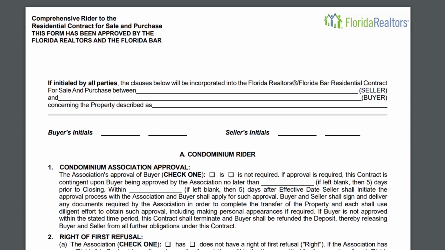So on the condo rider, anytime you are representing a buyer or a seller in the sale of a condominium unit, you have to have this document, right? This needs to be included. This sets forth critical information about the transaction that's happening, and also provides some clarity for both the buyer and the seller as to what's going to happen.